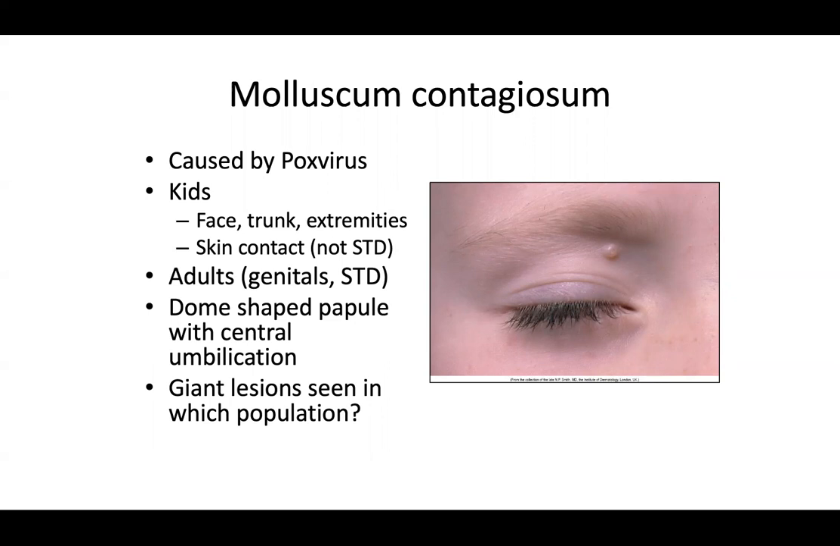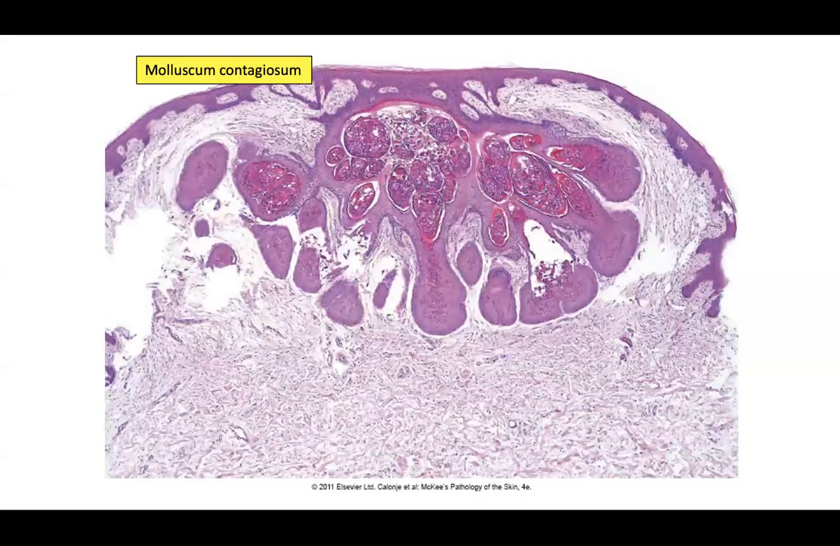Clinically, you see dome-shaped papules with central umbilication. And giant lesions, which we call giant molluscoid lesions, seen in which population? That's HIV patients. No surprise, if they're immunosuppressed and have a low CD4 count, they're going to be less able to fight off these common viral particles that are pretty much everywhere in the environment.